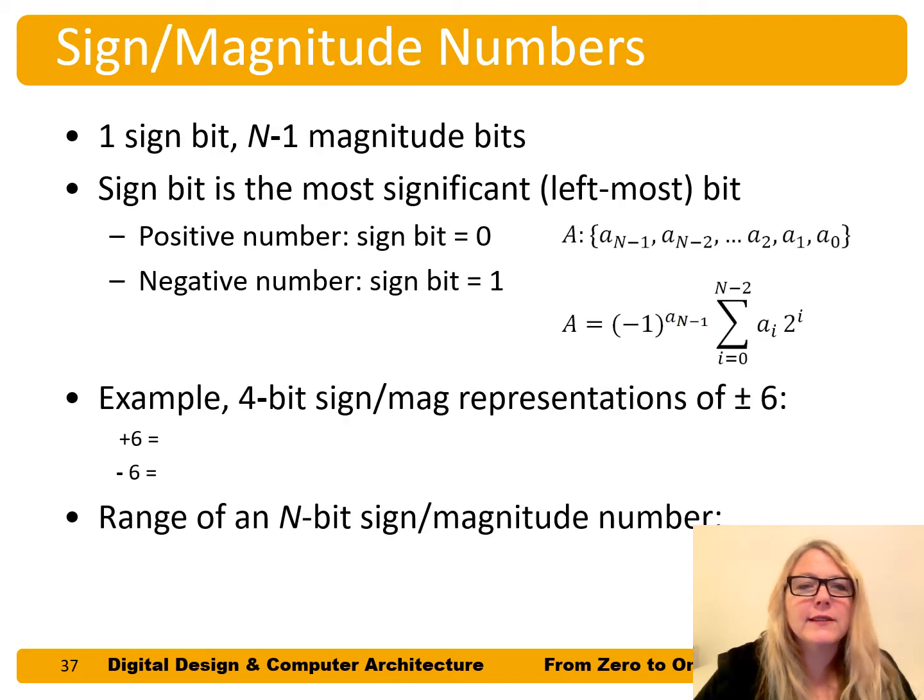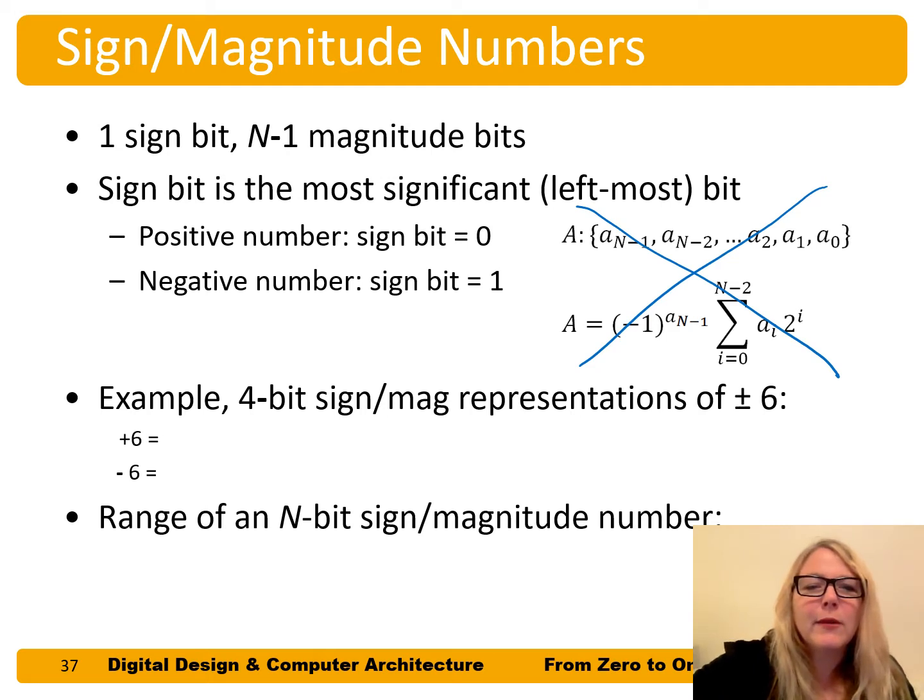So signed magnitude numbers have one sign bit and n-1 magnitude bits. The sign bit is the most significant or leftmost bit, and this is really how we think about it. So let's say we have some number 5. We want to say plus 5. Then we would take the most significant bit and represent the plus. We use 0 to represent a plus or positive number, and then the rest of the bits indicate the magnitude. So we have a sign bit, and then we have magnitude bits.